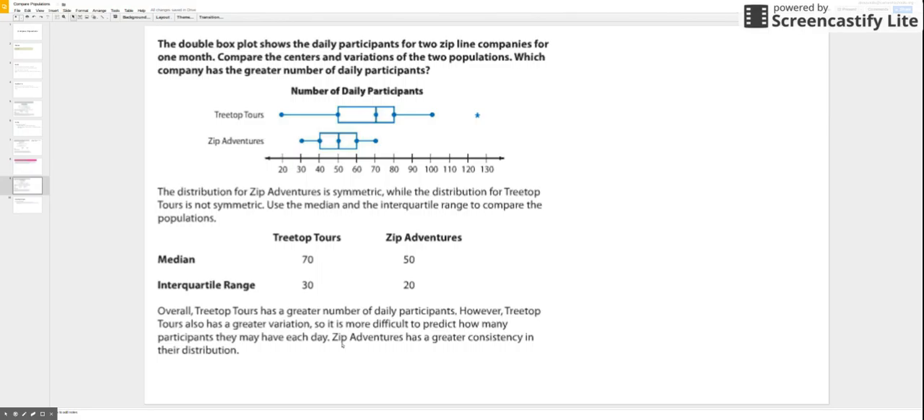So overall, Treetop Tours has a greater number of daily participants. However, Treetop Tours also has a greater variation, so it's more difficult to predict how many participants they have every day. Zip Adventures has a greater consistency in their distribution because they are symmetric.